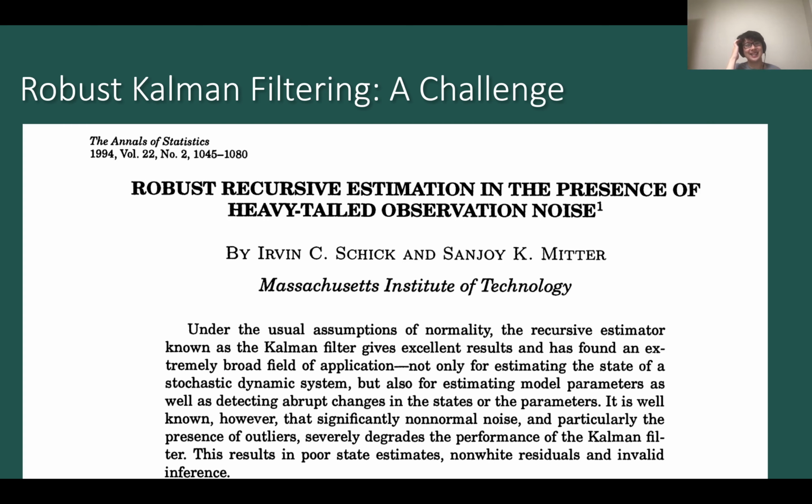Now, the Kalman filter is amazing, but as observed by many authors over the years, it does have some limitations. I really like this description in this abstract by Schick and Mitter. It basically says, if the data satisfies the assumption of normality, then the Kalman filter is extremely good and extremely useful. On the other hand, if you have non-normal noise, and in particular if you have outliers, we know that this really degrades the performance of the Kalman filter and leads to lots of potential problems. So the challenge that we'll be interested in for this talk is how to build a Kalman filter which is more robust to outliers.